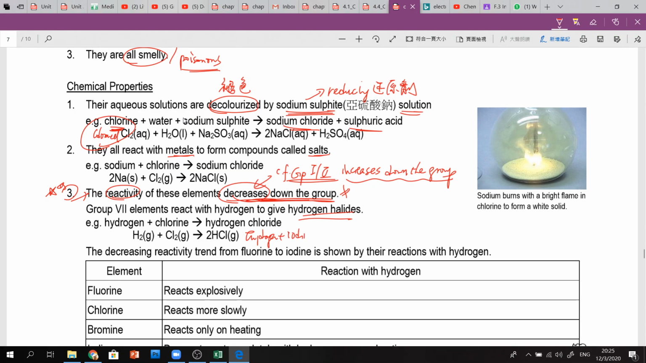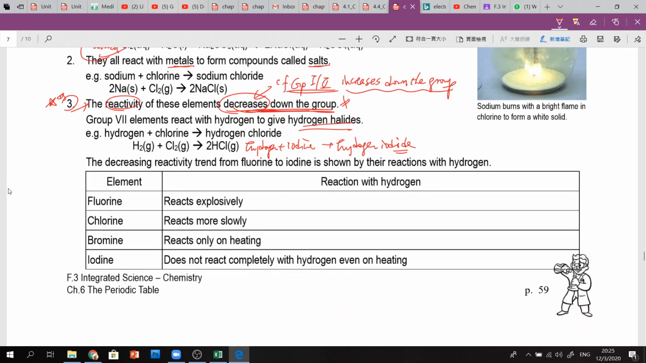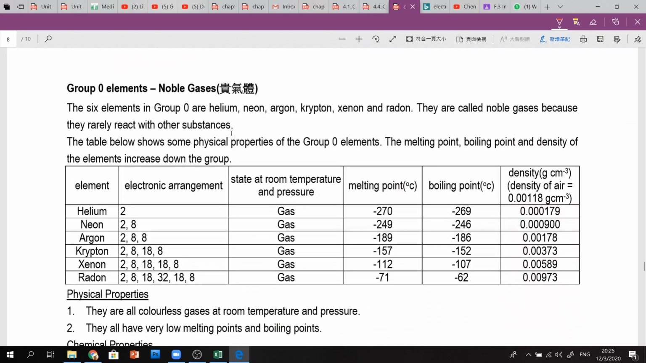react with iodine. So what will we get? Yes, that's right. We will call it hydrogen iodide. Okay, so the new compound, we call it not hydrogen iodine, we call it hydrogen iodide. Now, the decreasing reactivity trend, you may show it when you react with hydrogen, just like this. Okay, so this is what I would like to talk to you about group 7 elements.